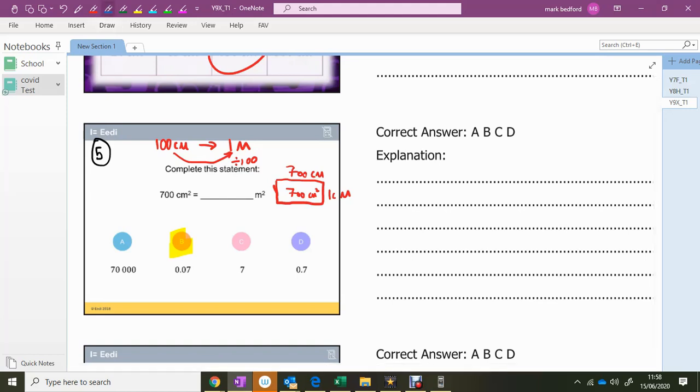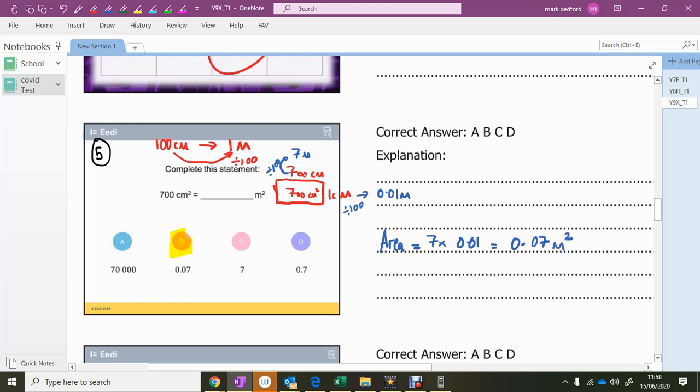Now all we need to do is change each of those lengths into meters by dividing them by 100. So 700 centimeters becomes 7 meters. 1 centimeter, if I divide that by 100, becomes 0.01. To work out the area then, I just do length times width, 7 meters multiplied by 0.01, giving me the answer 0.07 meters squared.